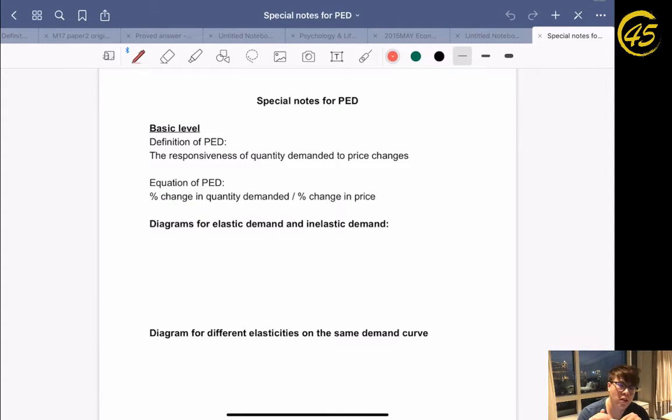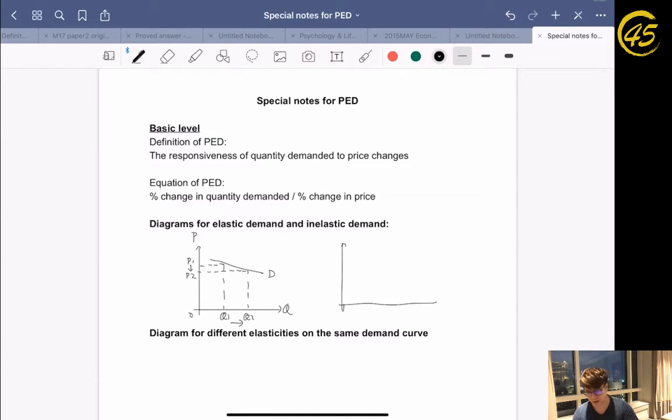Okay, so what is the diagram for drawing an elastic demand curve and an inelastic one? So let's see here. An elastic demand curve will be slightly flatter. The reason is that the price changes only a bit. For example, dropping from P1 to P2, the quantity will increase by a lot. So this shows that the customers are very responsive to the price change.